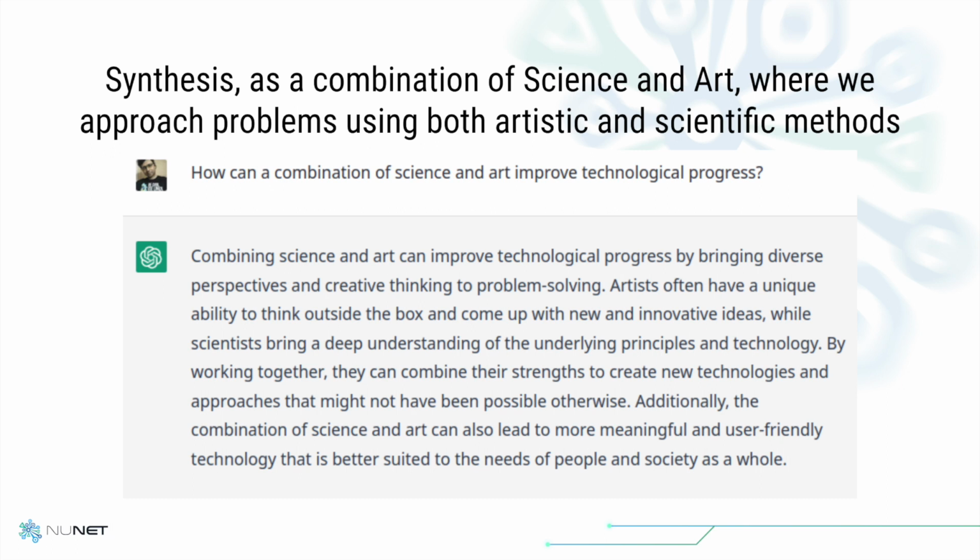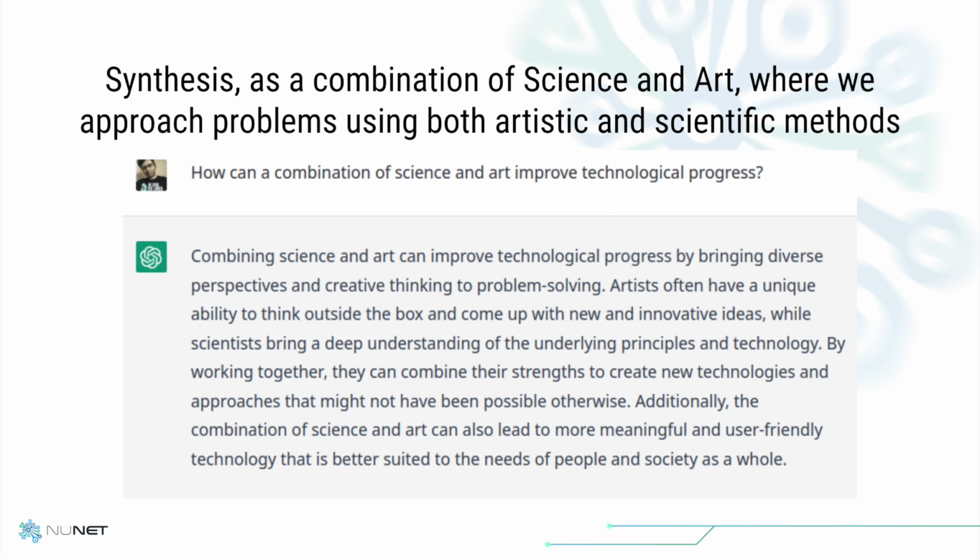It says combining science and art can improve technological progress by bringing diverse perspectives and creative thinking to problem solving. Artists often have a unique ability to think outside the box and come up with new and innovative ideas, while scientists bring a deep understanding of the underlying principles and technology. By working together, they can combine their strengths to create new technologies and approaches that might not have been possible otherwise. If an artist and a scientist approach a problem in separate ways, the solutions we have wouldn't be as good as in this scenario.